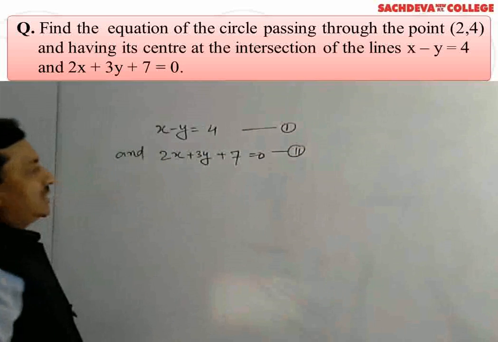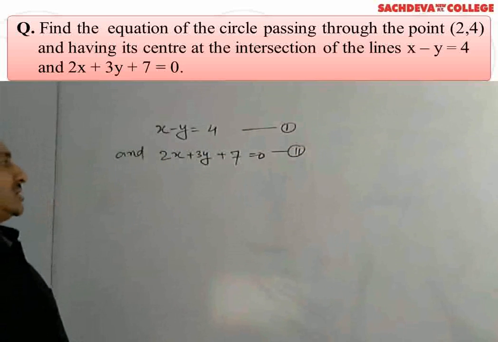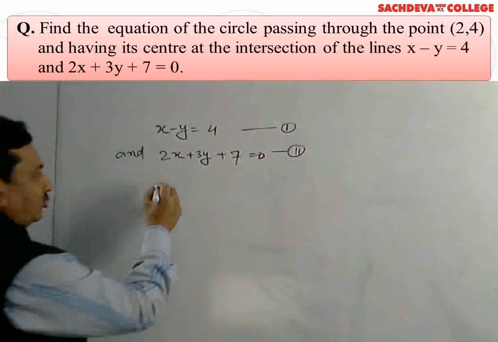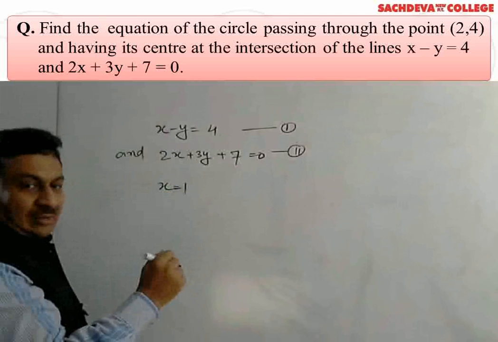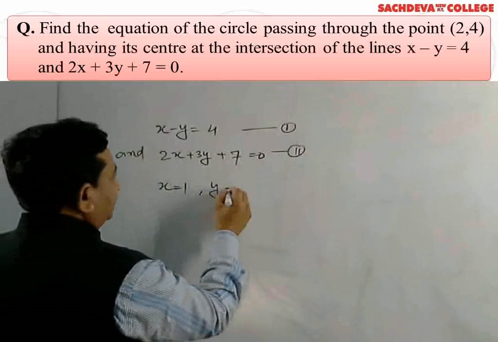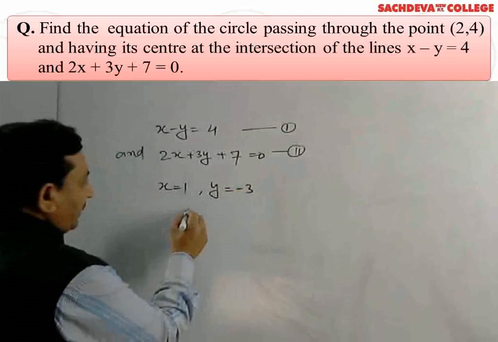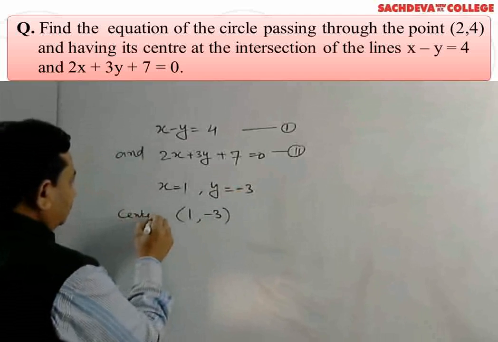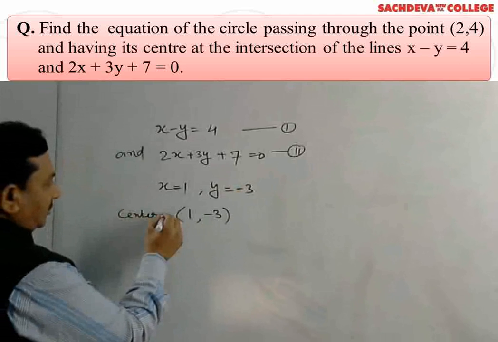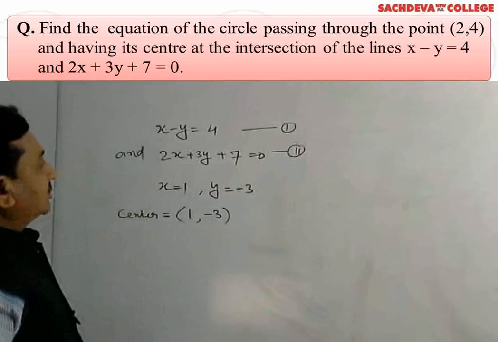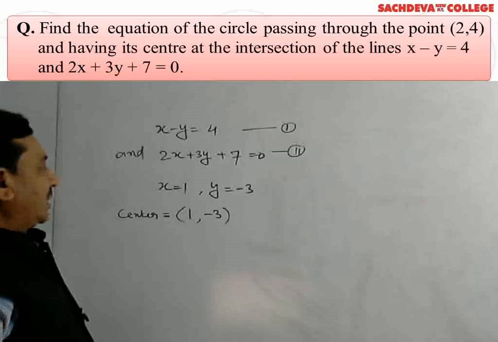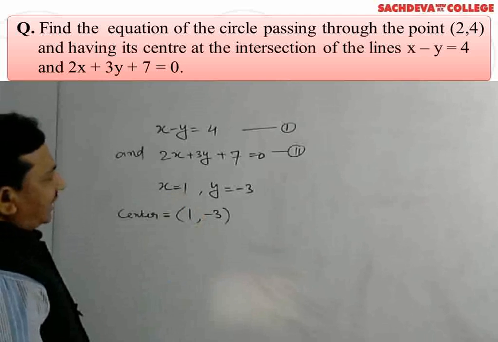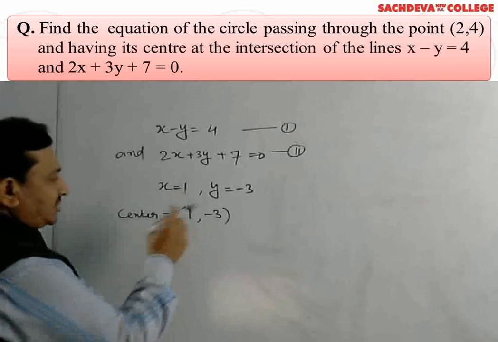Because the center of the circle is the intersection point of these two lines, if we solve these two lines, then we find x is equal to 1 and y is equal to minus 3. So (1, -3) is the center of the circle, because the center is the intersection of these two lines, and the intersection of these two lines is x is equal to 1 and y is equal to minus 3. So the center point is (1, -3).